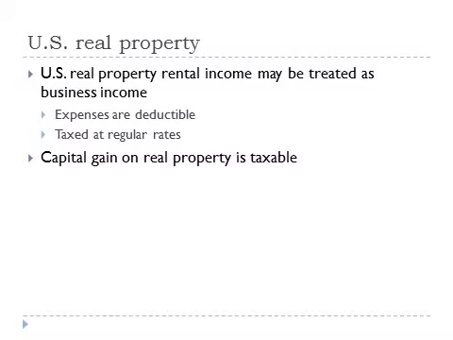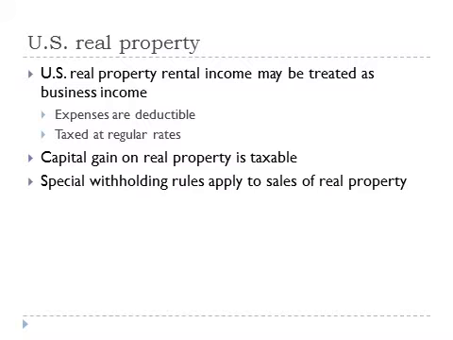Capital gain, which is ordinarily exempt income for a non-resident alien, foreign corporation, or foreign partner, is taxable in the United States if it results from the sale of U.S. real property. And finally, special income tax withholding rules apply to sales of U.S. real property.